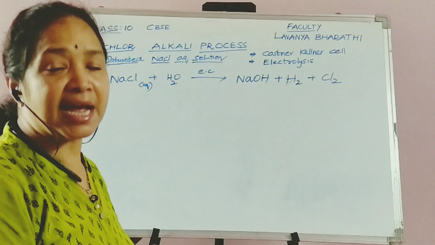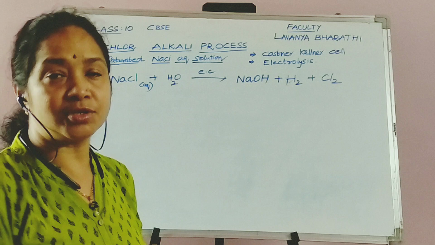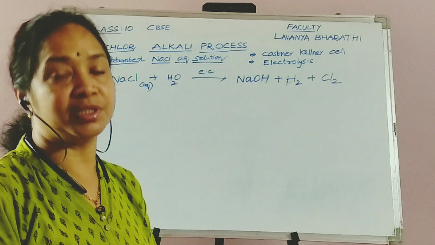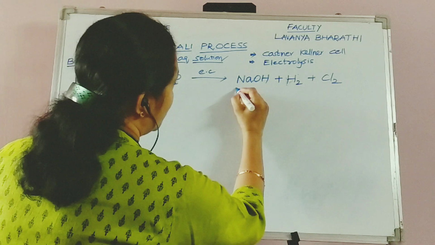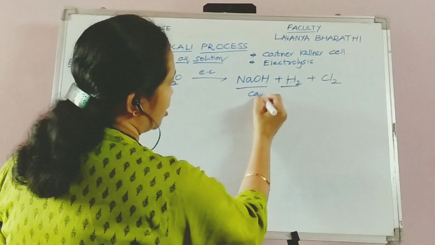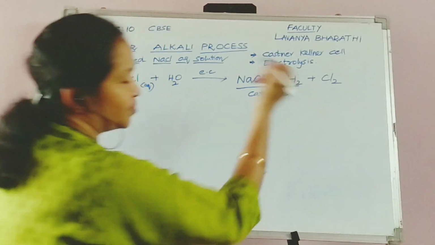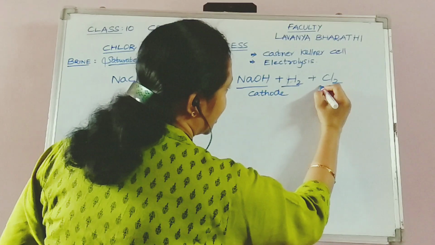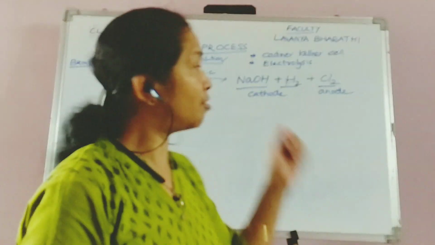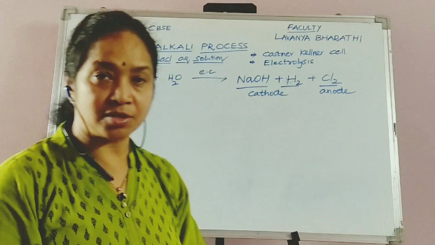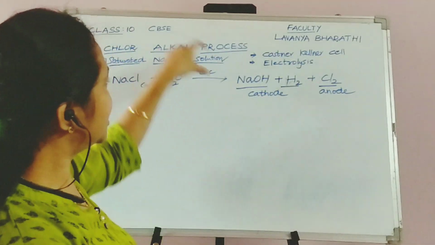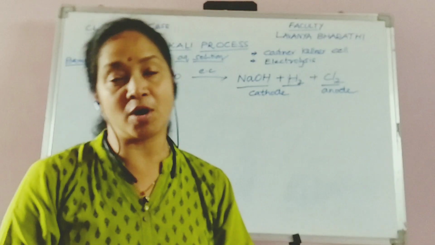You know that in an electrolytic cell, during electrolysis, there are two electrodes used: a cathode and an anode. Sodium hydroxide, the alkali, and the hydrogen gas are both collected at the cathode, and chlorine gas is collected at the anode. There are definitely many applications of these byproducts: sodium hydroxide, hydrogen gas and chlorine gas. So in this process we obtain three important compounds.